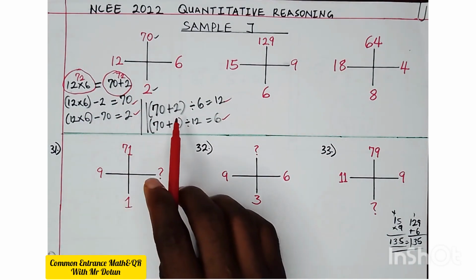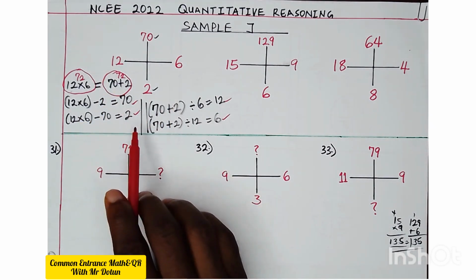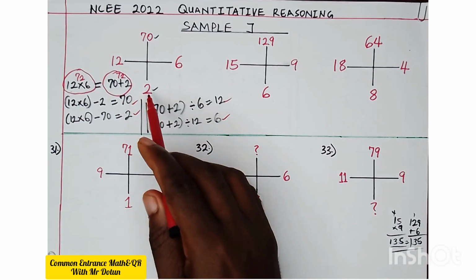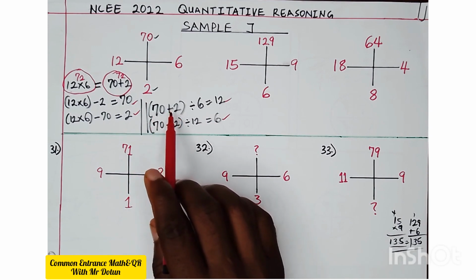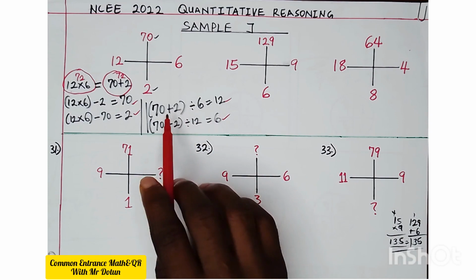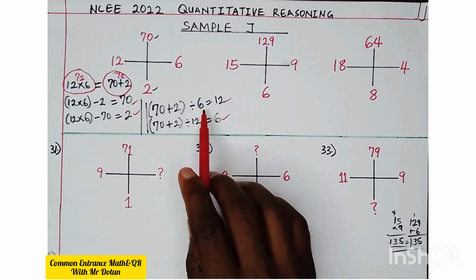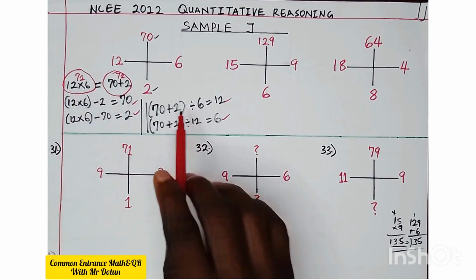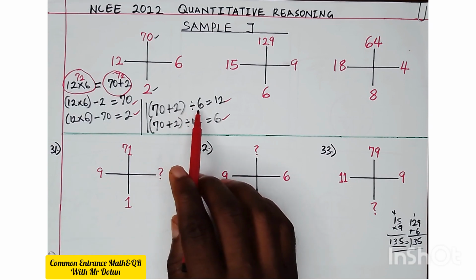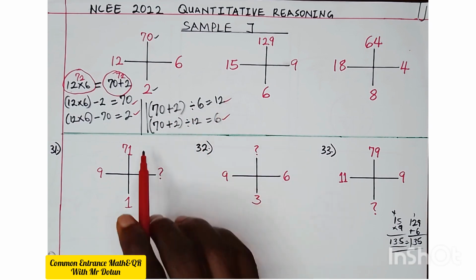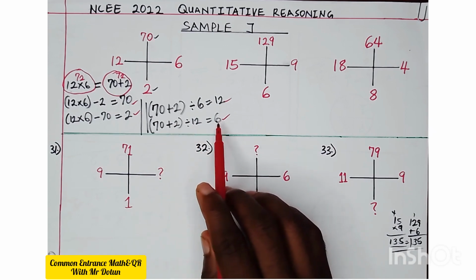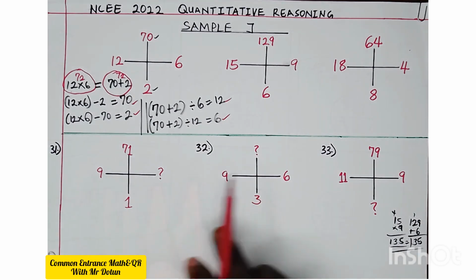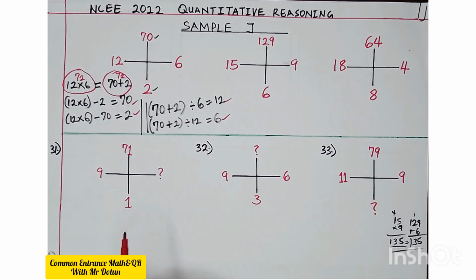Then for 12 and 6, we have the complete part on the vertical line, which is addition. So 70 plus 2 is 72. For us to get 12, we divide 72 by 6. Since the two of them were multiplied, we do the opposite, which is division. So we divide by 6, giving us 12. Then we add again, divide by 12, giving us 6. So we take these formulas into our questions, and that will help us to solve.